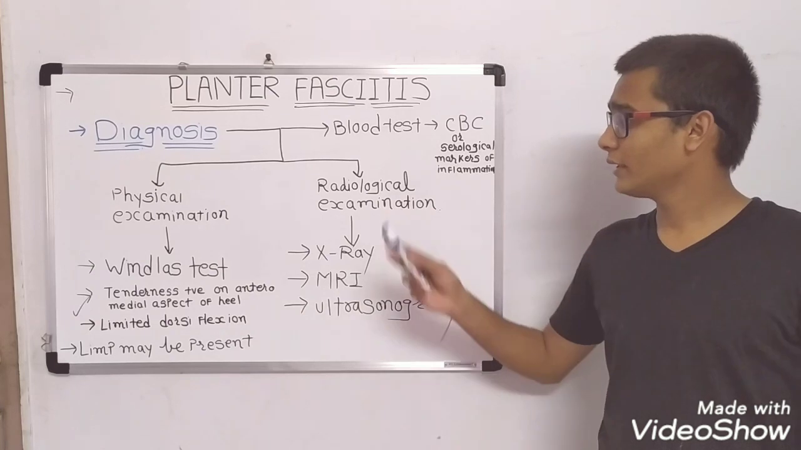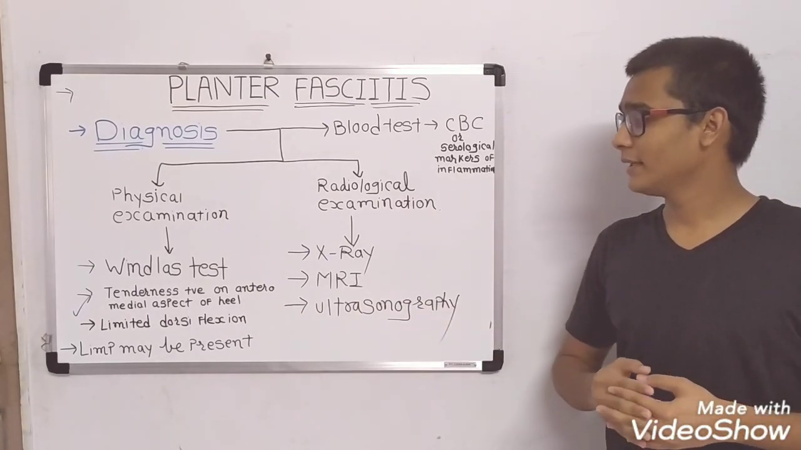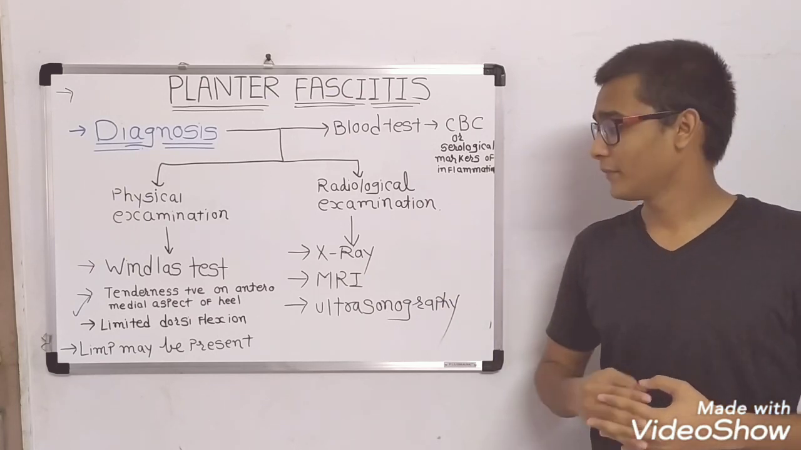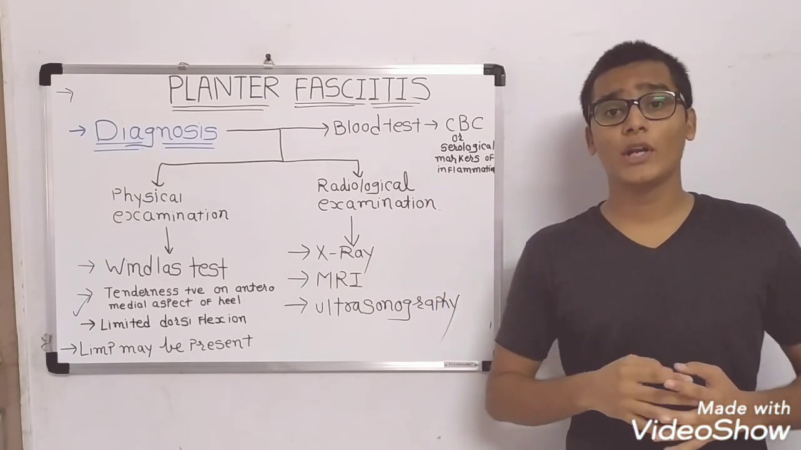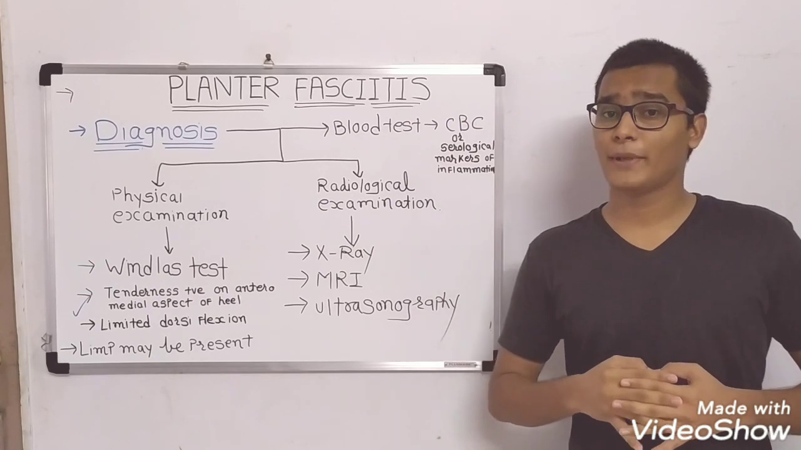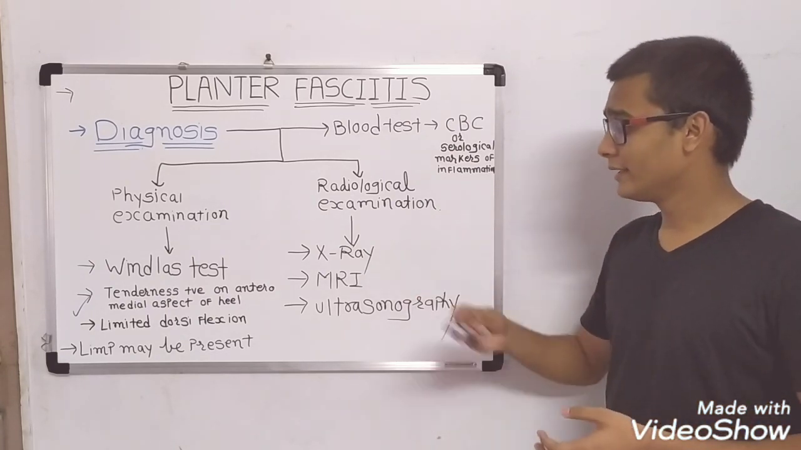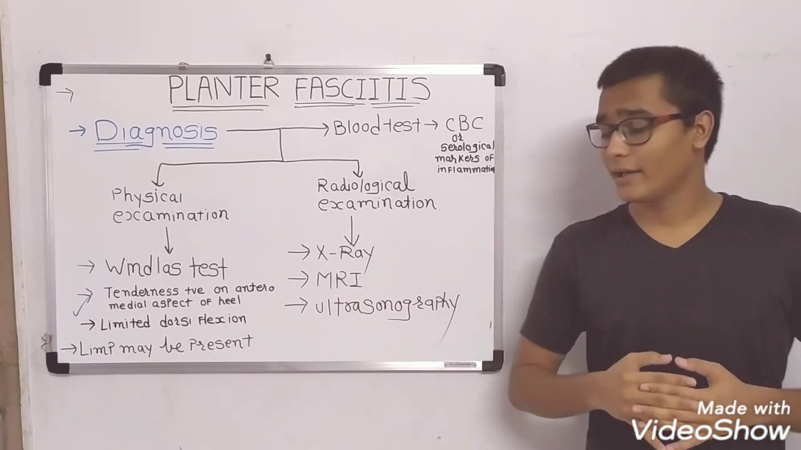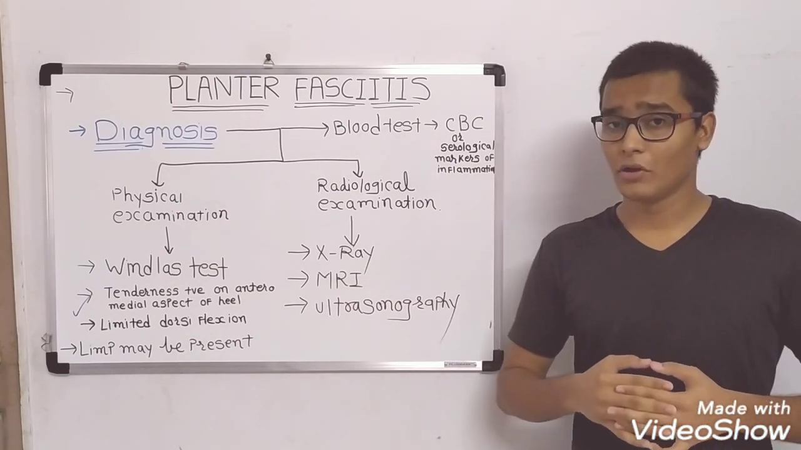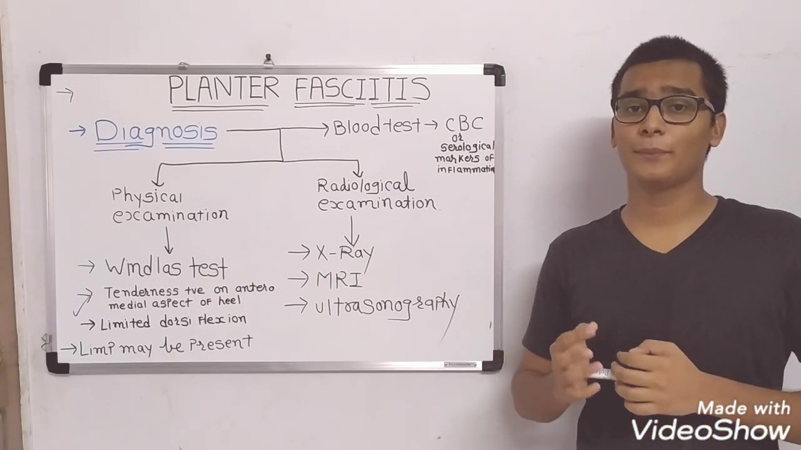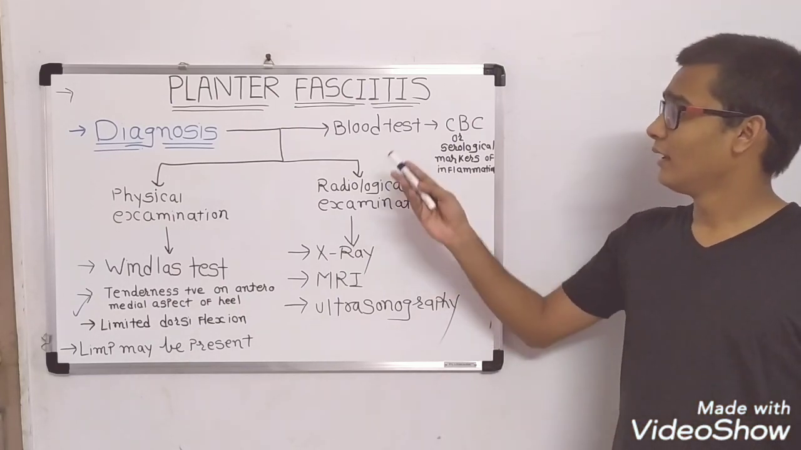Another examination is radiological examination which includes the X-ray, MRI and ultrasonography. X-ray can be done to rule out a causative factor of the plantar fasciitis such as a calcaneal spur or heel spur, and MRI and ultrasonography is usually done to rule out a thickening of plantar fascia which is usually seen in the patient with plantar fasciitis.